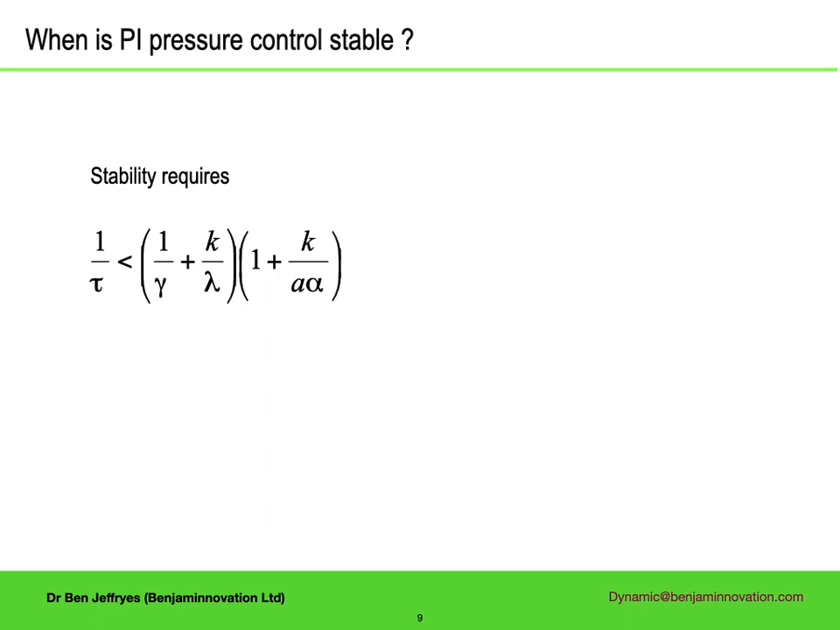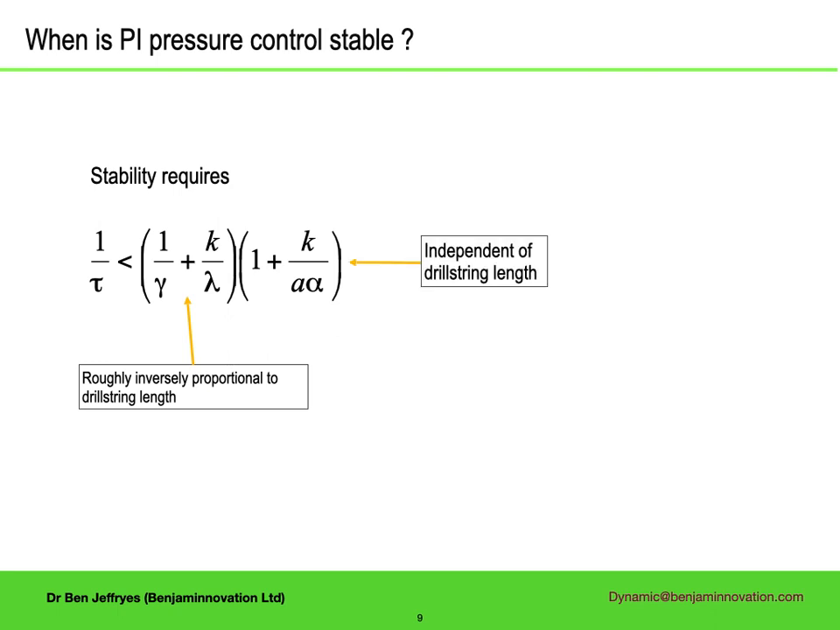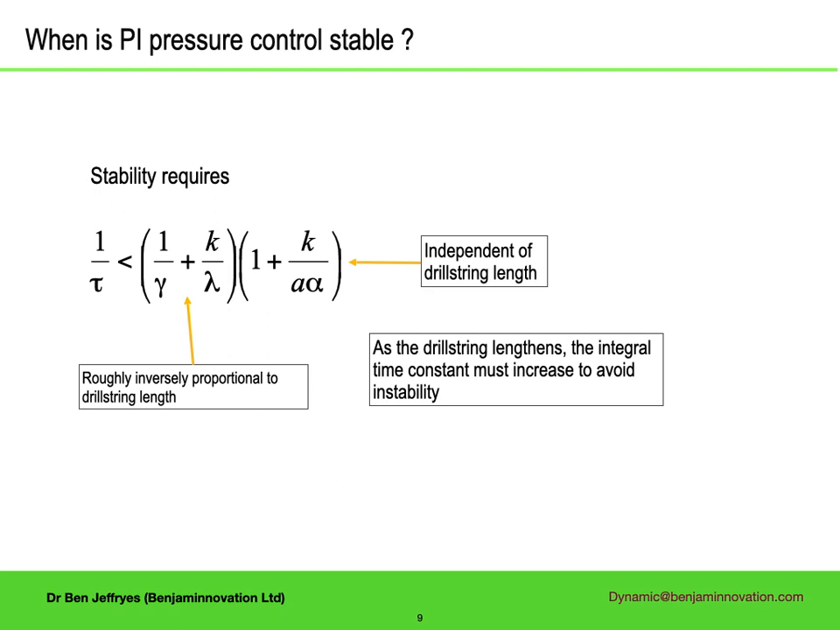For stability, the inverse of the integral time has to be less than the product of two terms. One is the sum of the inverses of the hydraulic time and the drill-off time. These times grow roughly proportionally to the drill string length, so this term is roughly inversely proportional to the drill string length. The other term is a ratio of proportionalities and varies with the rock drillability, but does not vary systematically with the drill string length. It is clear that to avoid instability, the integral time constant must increase as the drill string lengthens.